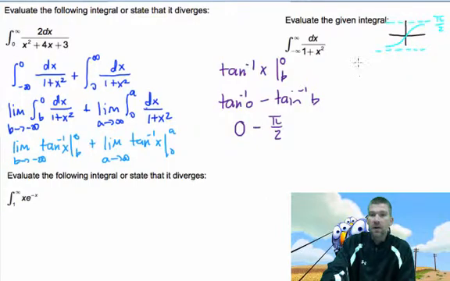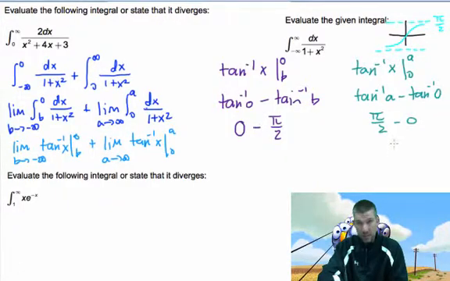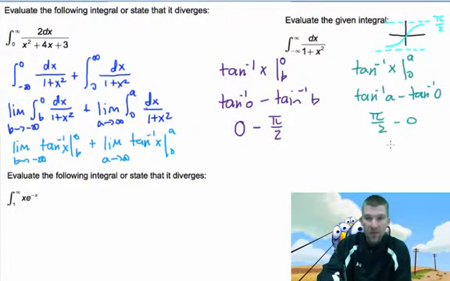Okay? Let's look at the arctan then from 0 to a. And so, again, the arctan of a would be here, and then minus the arctan of 0. So we're going to end up again with pi over 2 minus 0. It's for the same reasons, because as you approach positive infinity with the arctangent, you approach pi over 2.